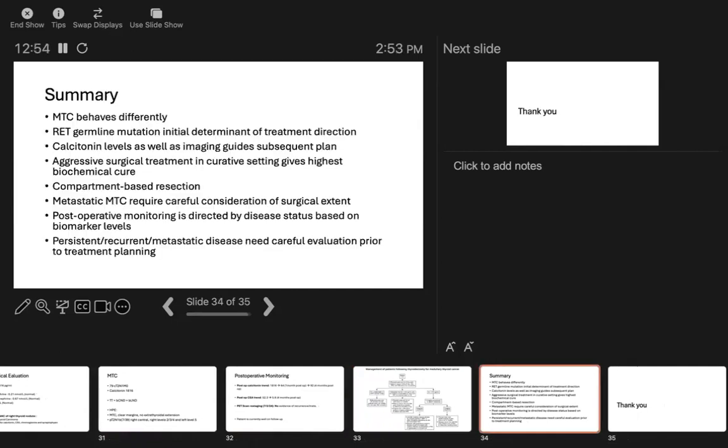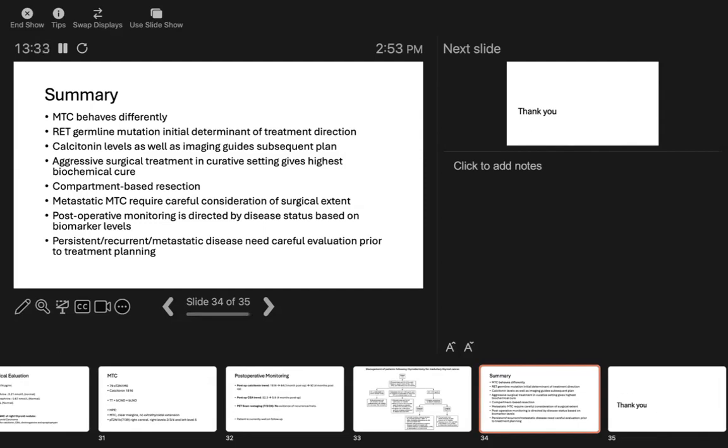So in summary, medullary thyroid carcinoma behaves differently than our other more common thyroid cancers. RET germline mutation is very important, and although it is quite difficult in our situation, we can always try to get a surrogate assessment by checking for family history and screening for pheochromocytoma and hyperparathyroidism. But if it can be done, it is very important to determine initially what the treatment direction is. Calcitonin levels, as well as imaging, will guide the subsequent plan.